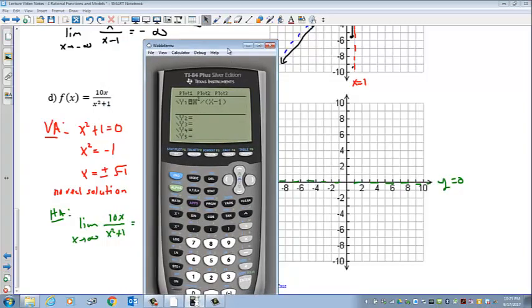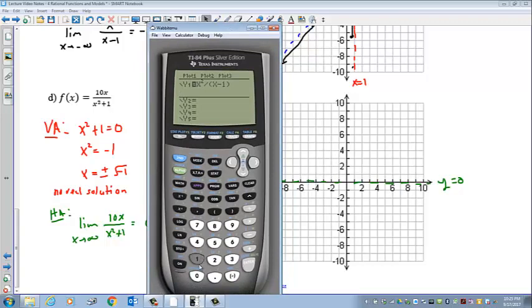So what we have on top is 10x. And then on bottom, divided by left parenthesis x squared, and then you have plus 1 in parentheses. Delete all this stuff over here. Make sure that's in parentheses. Okay, so there's my function. Just hit graph. Let's see what it looks like.